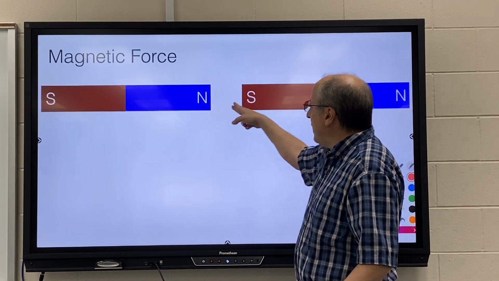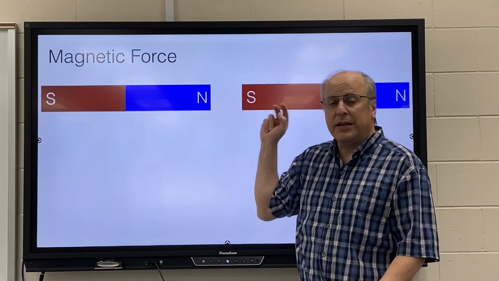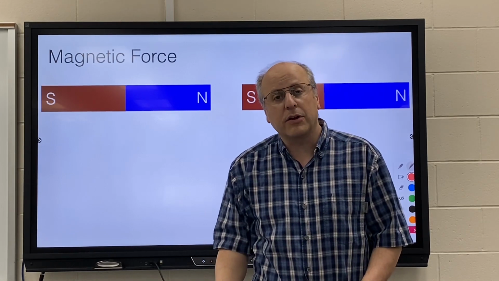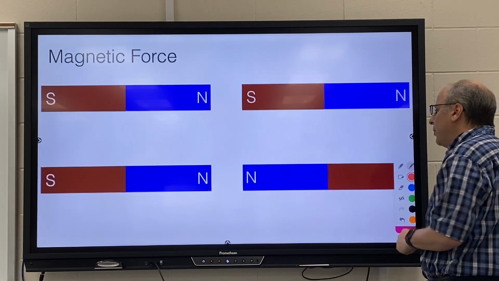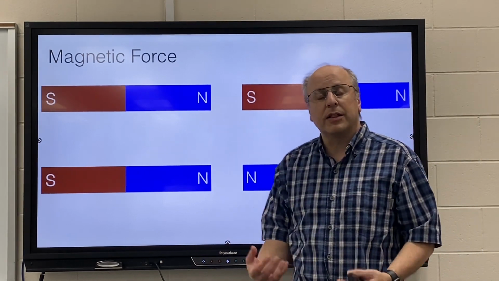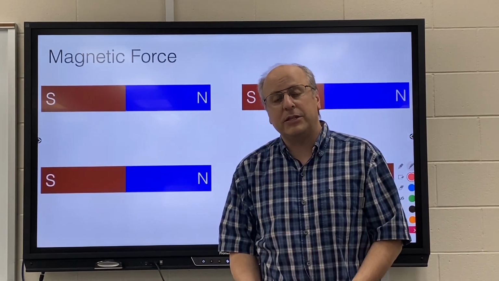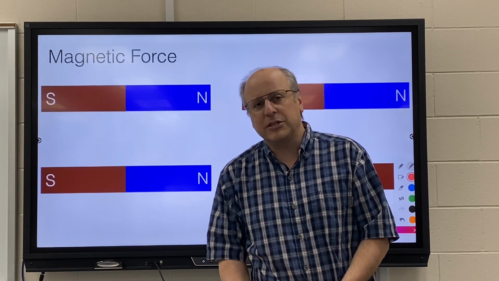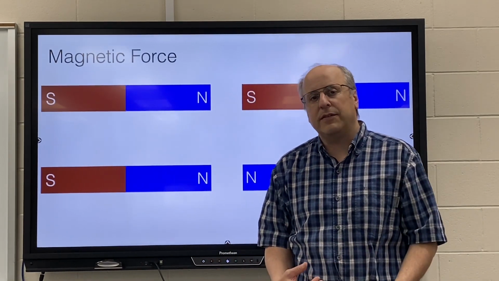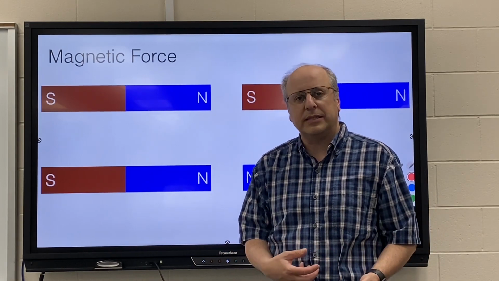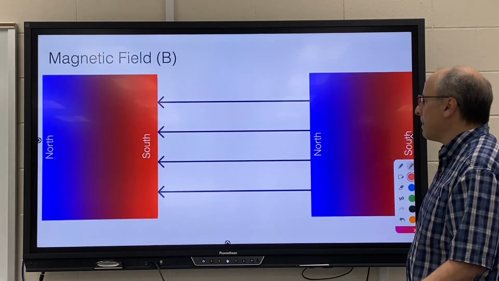But we still have the same idea that if you have a north and a south that are close by, they're going to attract each other. And if we have two norths that are facing each other and close by, they're going to repel each other. So it's the same basic rule, except now instead of applying it to positive and negatives, we're applying it to norths and souths of a magnet.